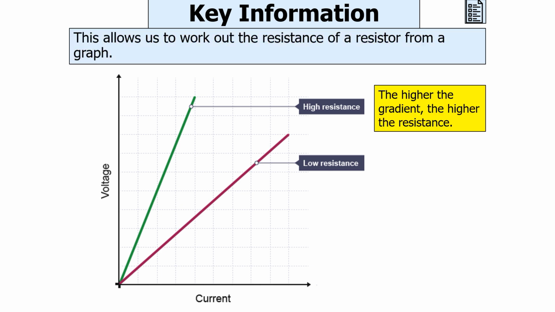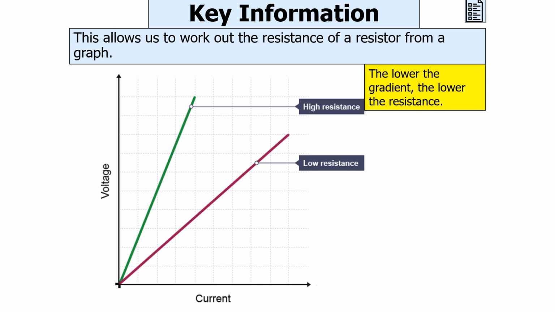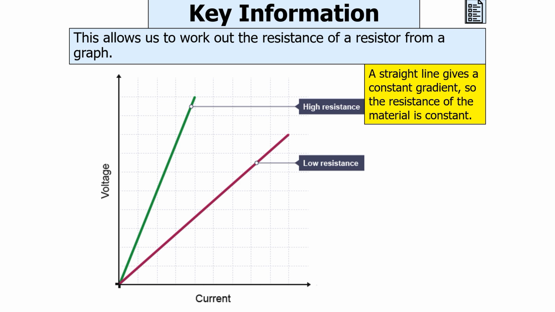So we know the higher the gradient, the higher the resistance. The lower the gradient, the lower the resistance. And a straight line gives a constant gradient, so the resistance of the material is constant.